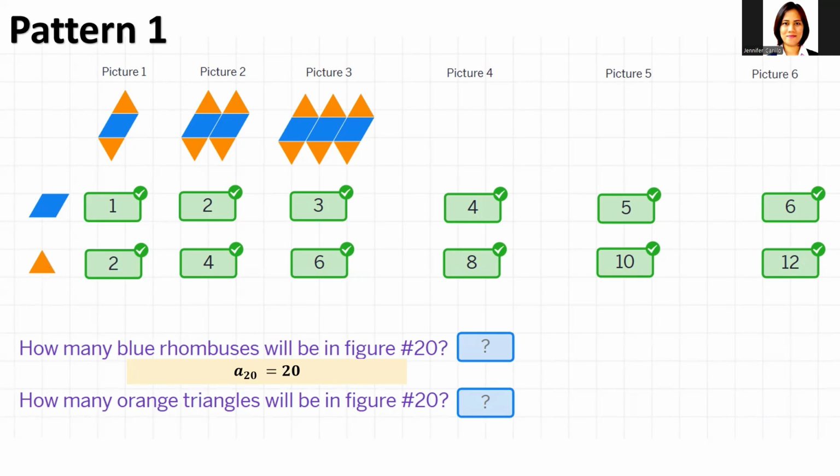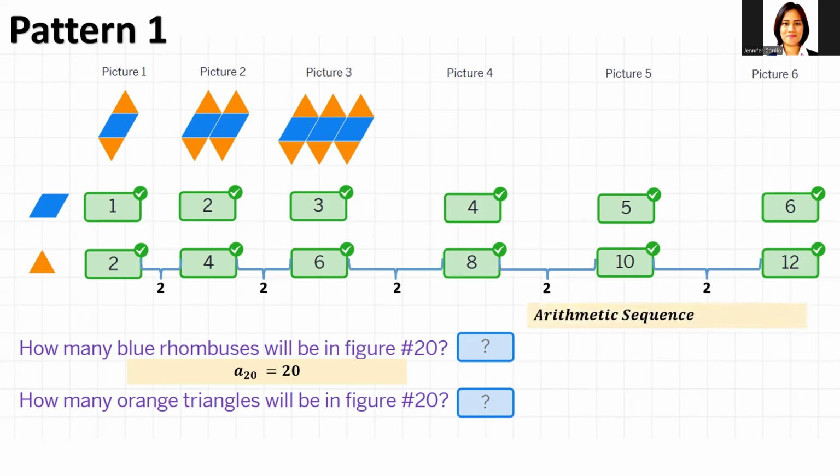First, let us identify the difference of these terms. As you can see, the difference of 4 and 2 is 2, and the difference of 6 and 4 is 2. Also, the difference of 8 and 6 is 2, the difference of 10 and 8 is 2, and the difference of 12 and 10 is 2. So we have established that 2 is the common difference in the sequence of triangles. This also means that the sequence follows an arithmetic sequence.